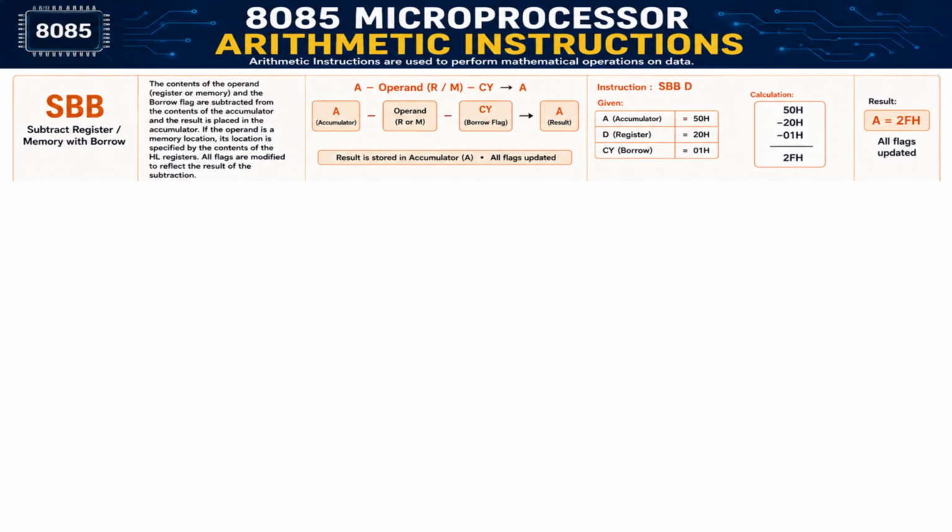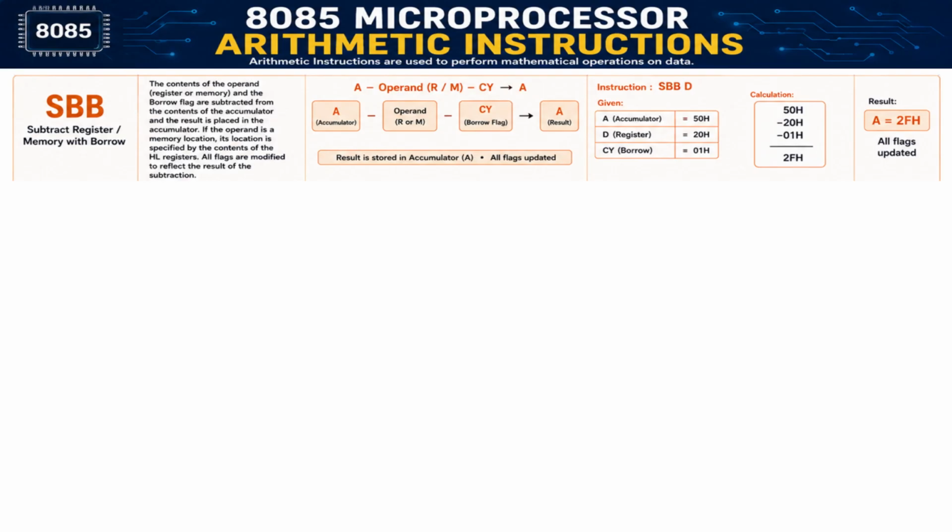Let's see the example. The instruction is SBB D. Suppose accumulator A is 50H, register D is 20H and carry is 1. After the calculation, the final result is 2FH. Therefore, the accumulator equals 2FH. Always remember, SBB is equal to the SUB instruction plus borrow.